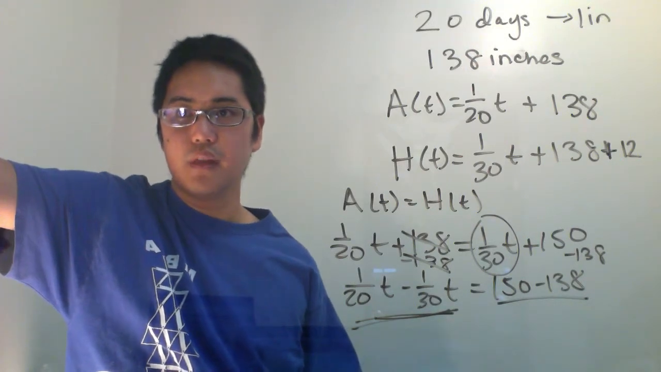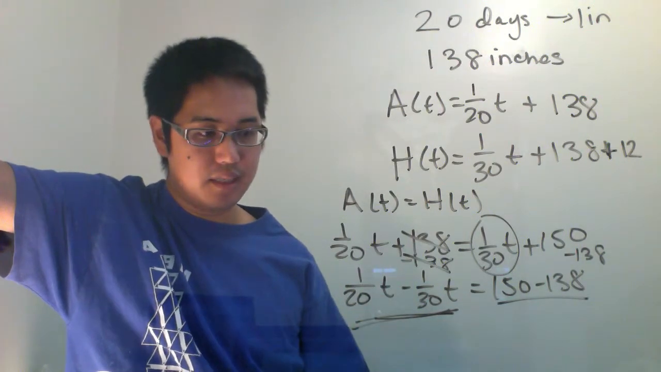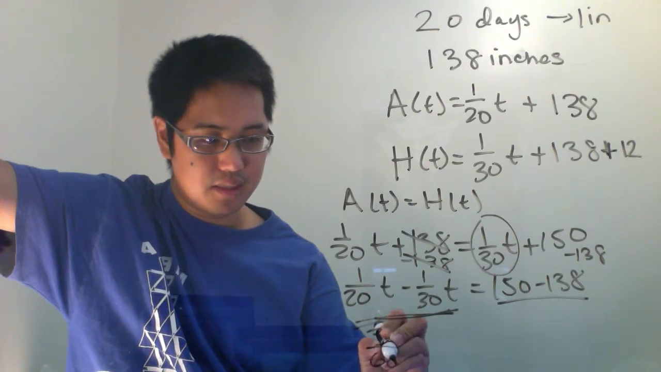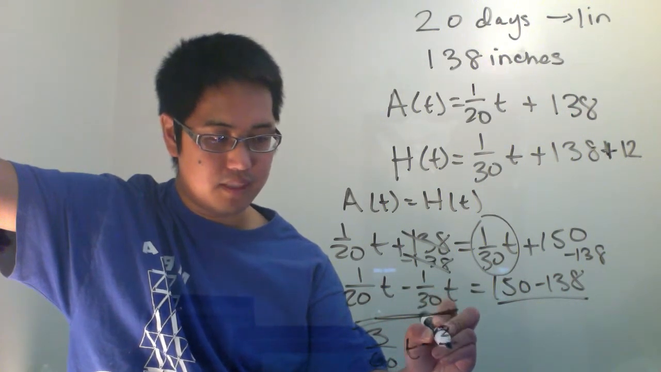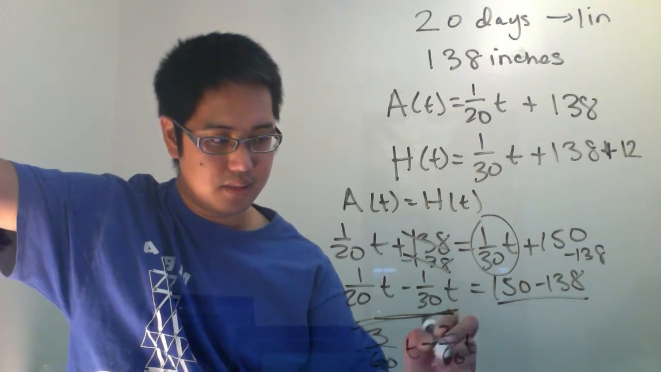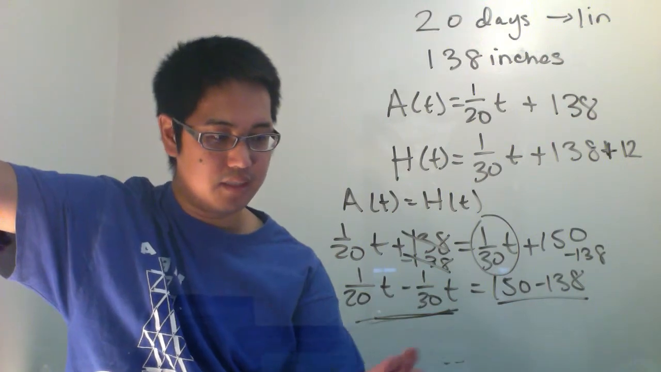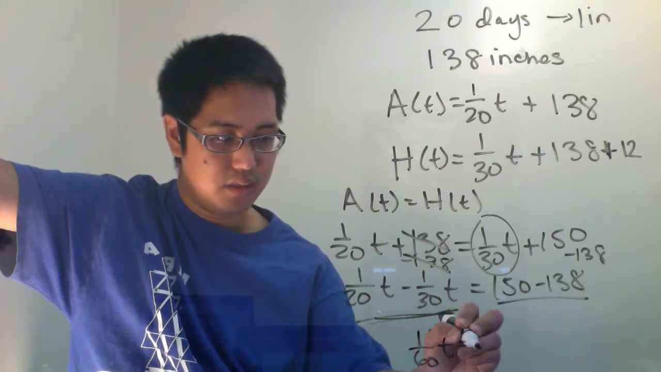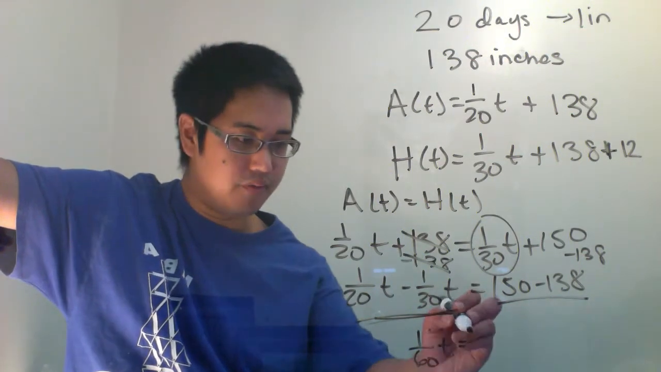All right. At this point, you know how to add or subtract fractions. I think the best thing to do would probably be, maybe this is 3 over 60 t minus 2 over 60 t. So that's the same as, what's 3 over 60 minus 2 over 60? That's 1 over 60. It is equal to, what is 150 minus 138? Oh, that's 12.